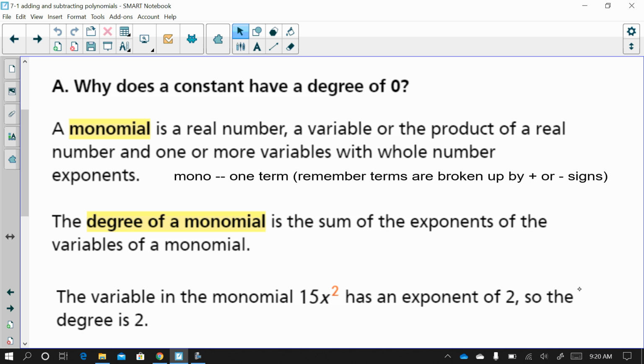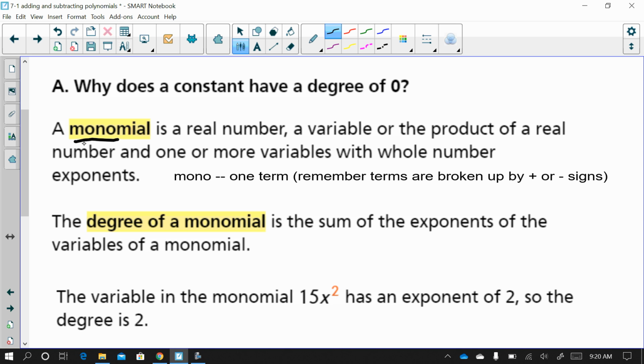A monomial is a real number, a variable, or the product of a real number and one or more variables with whole number exponents. Think about your PSR quizzes. You talked about that prefix mono. What does mono mean? Mono means one. So if I have a monomial, it's just one term. Remember, terms are broken up by plus or minus signs.